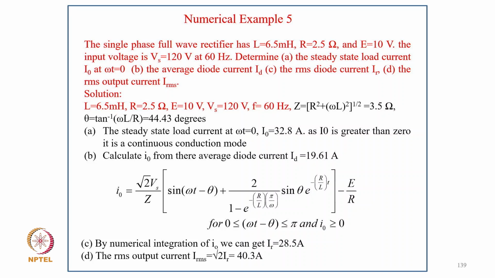Calculate I0 from average current ID equal to 19.61, and I0 comes to 2 Vs upon Z in bracket sin omega t minus theta plus 2 upon 1 minus e to power minus R pi upon omega L, sin theta, e to power minus R upon L into t, minus E upon R, for omega t minus theta from 0 to pi, and I0 greater than.